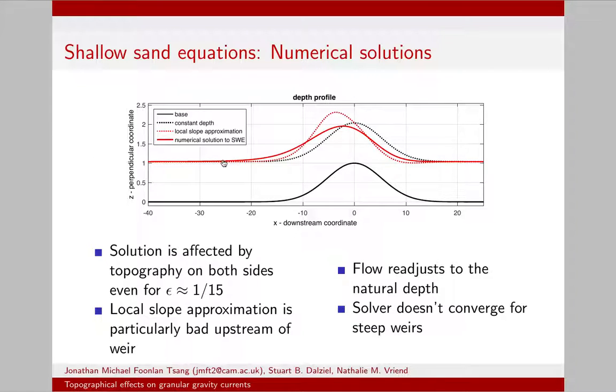Turns out no. If you solve the full ODE numerically, then you find that the actual solution doesn't match very well with the local slope approximation. It's a bit better on the downstream end of the obstacle, but it's definitely not very good on the upstream end. And in this case, epsilon is on the order of 1 over 15, so that's quite small, but still, there's quite a big error between the approximations.